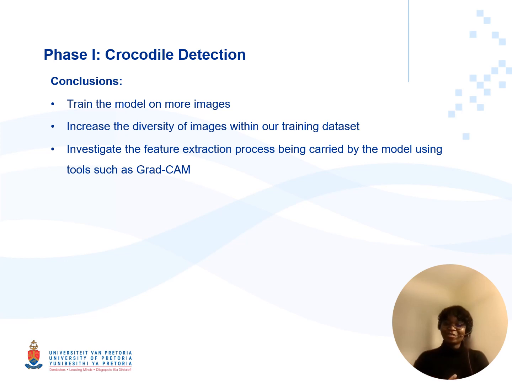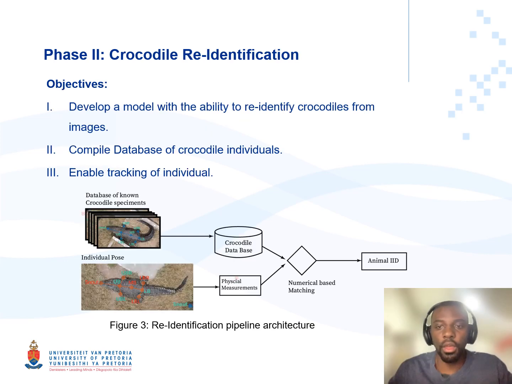But I will hand over to my colleague, Lisejo Matojane, to explain phase two of our project. In phase two of our project, we have three main objectives. First, we aim to develop a model with the ability to re-identify crocodiles from images. Second, we plan to compile a database of individual crocodiles. And third, we aim to enable tracking of these individuals.